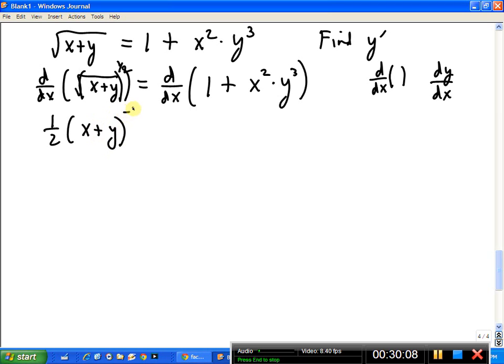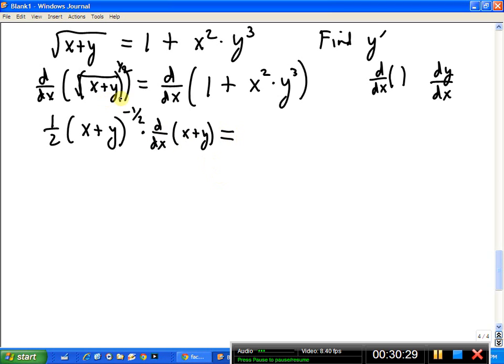1/2 minus 1. But the chain rule says, wait a minute, this stuff in here is not just x, it's a function of x. So you've got to multiply by the derivative of what's inside. Let's just write it that way. Do it a step at a time. The derivative of x plus y. Okay, that's enough for the left.